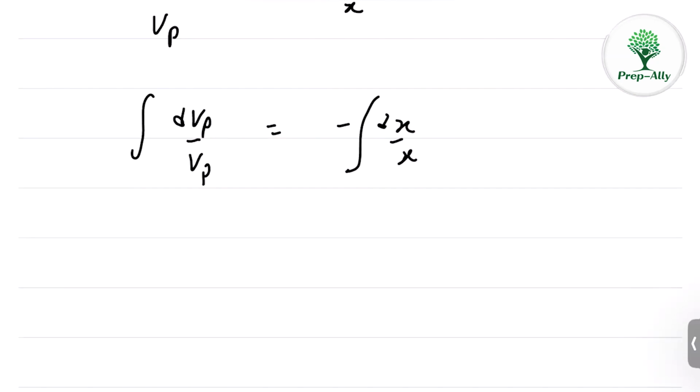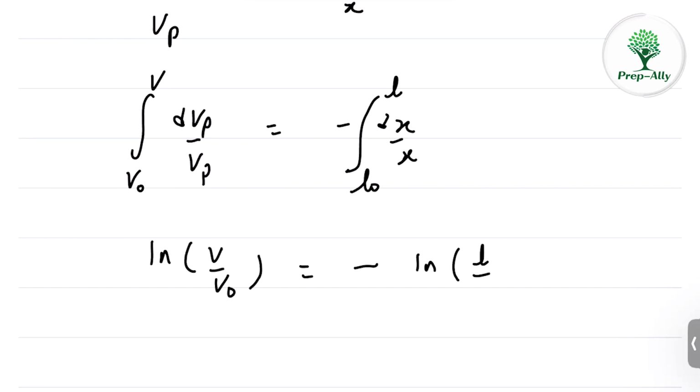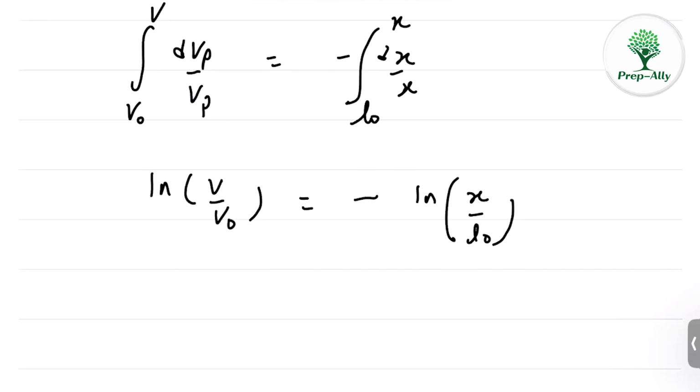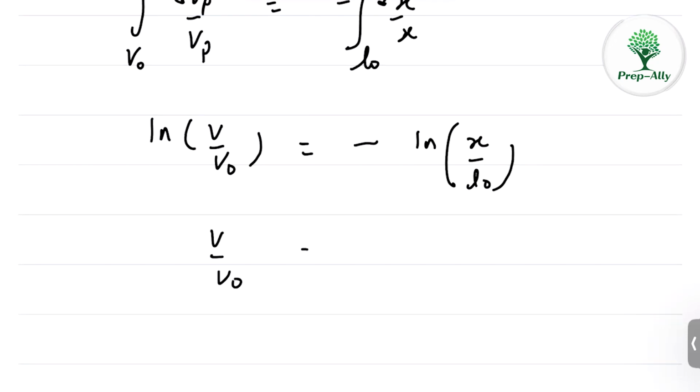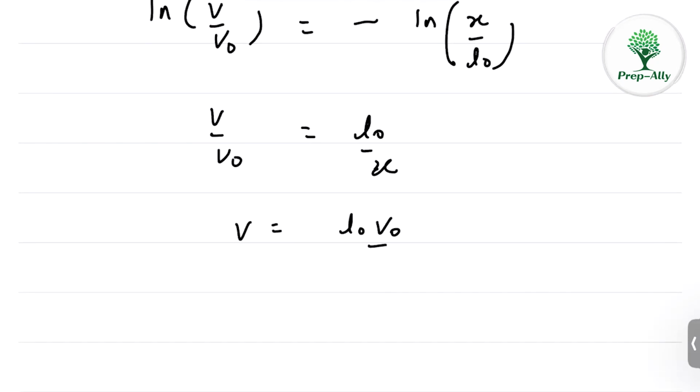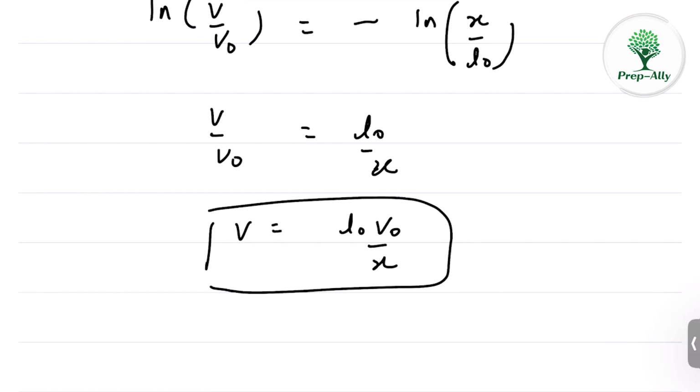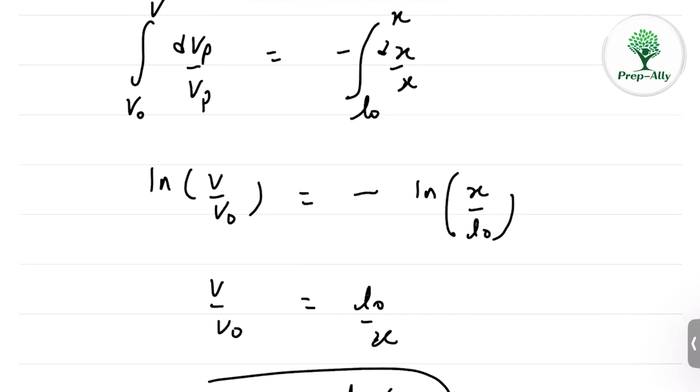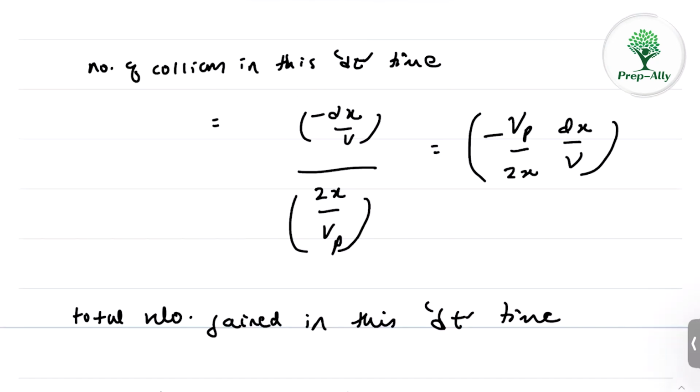Integrate. Initially, the velocity of the particle was v naught, then its velocity will become v. Initially, the length was L naught, then it will become some x. So ln of v by v naught is equal to minus ln of x by L naught. So we get v by v naught is equal to L naught by x, or I should say v will become L naught v naught by x. I'll explain this thing again, don't worry. I just want to arrive at some answer here first.